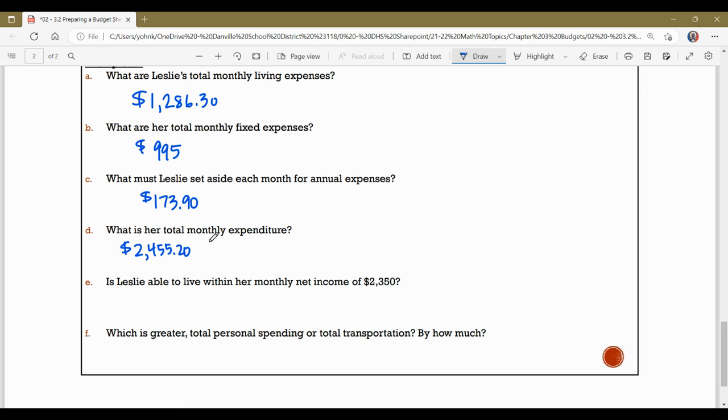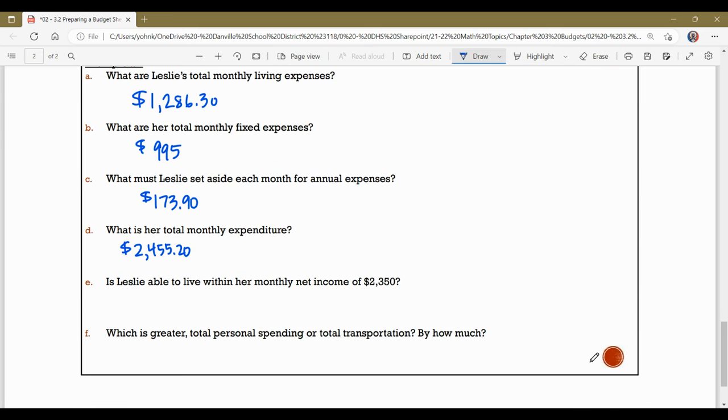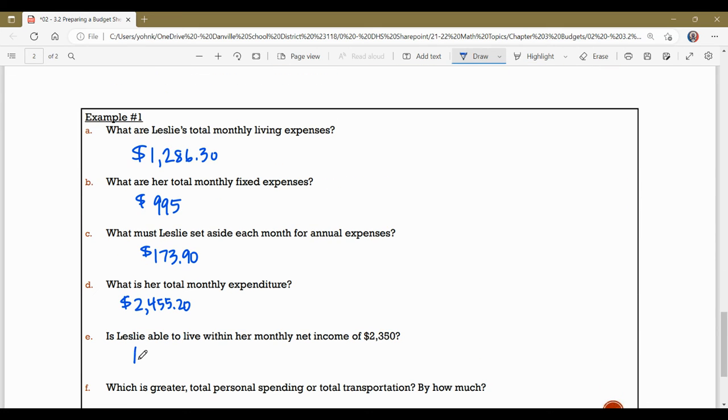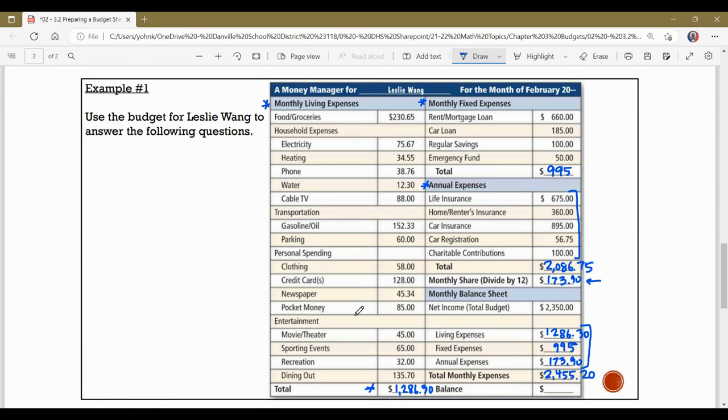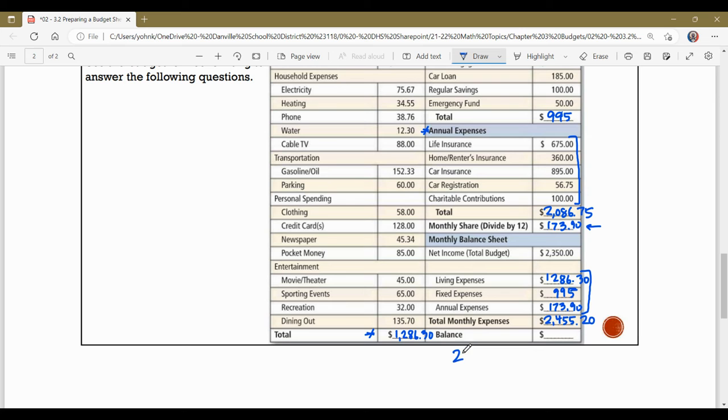The next question: is Leslie able to live within her monthly net income of $2,350? Well, kids, that means that she made $2,350 in the month, and she spent $2,455.20. So, did she live within her budget? No, she definitely spent more. And we can find her balance by subtracting. So this number right here, this balance, I can take the 2,350 and subtract it from the 2,455.